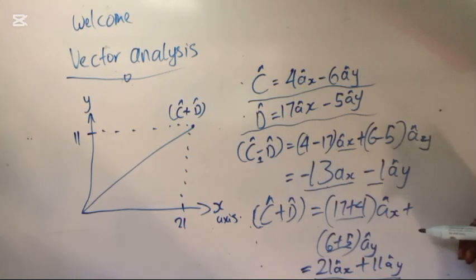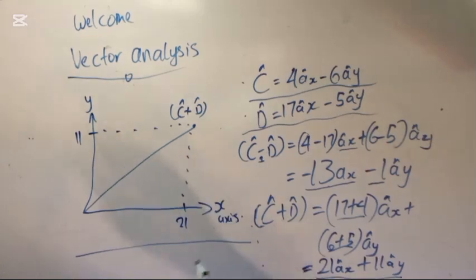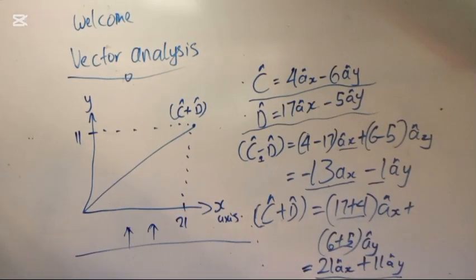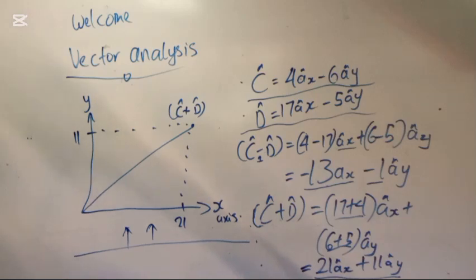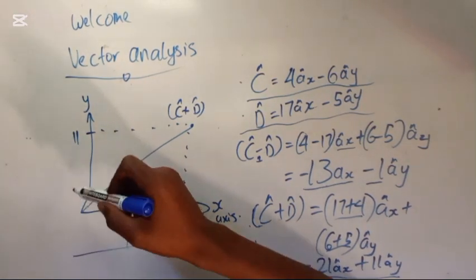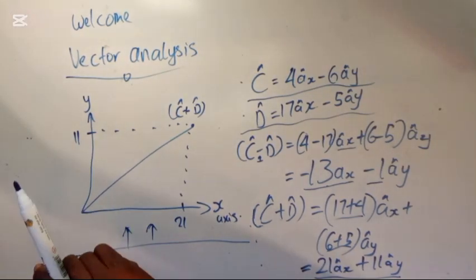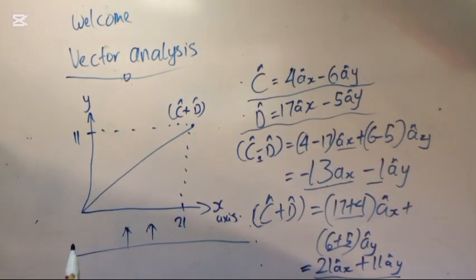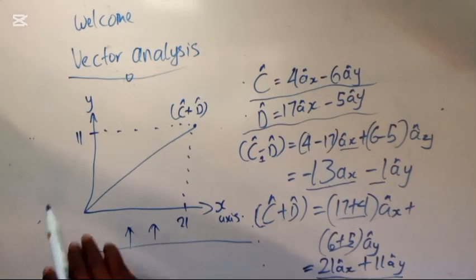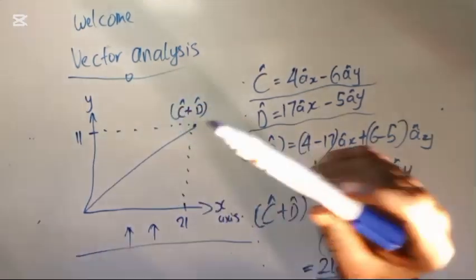If you were to represent this now in the Cartesian plane form, this is how it would look. Mind that this is not to scale. I'm just trying to show you how it's basically going to look if you were to draw it. It will be a kind of straight line, but this is not to scale. Just to bring that to your knowledge.